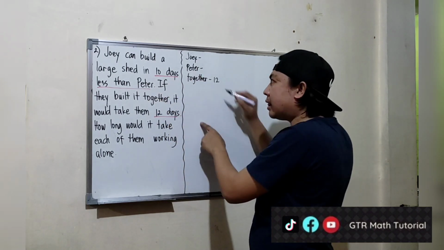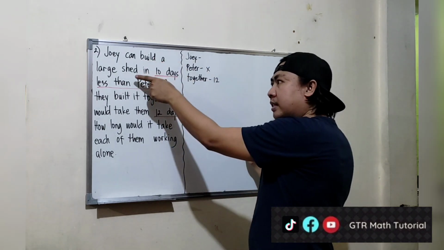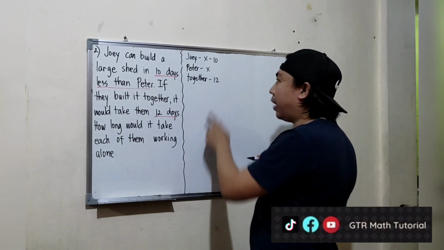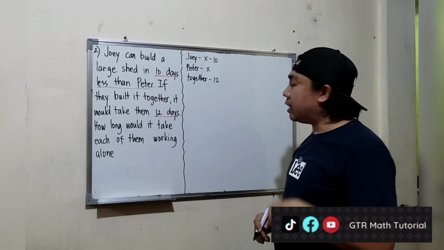So, therefore, let x be the rate of Peter. And then Joey is 10 days less. So, therefore, this is x minus 10. So those are our rates. Now just substitute into the formula.